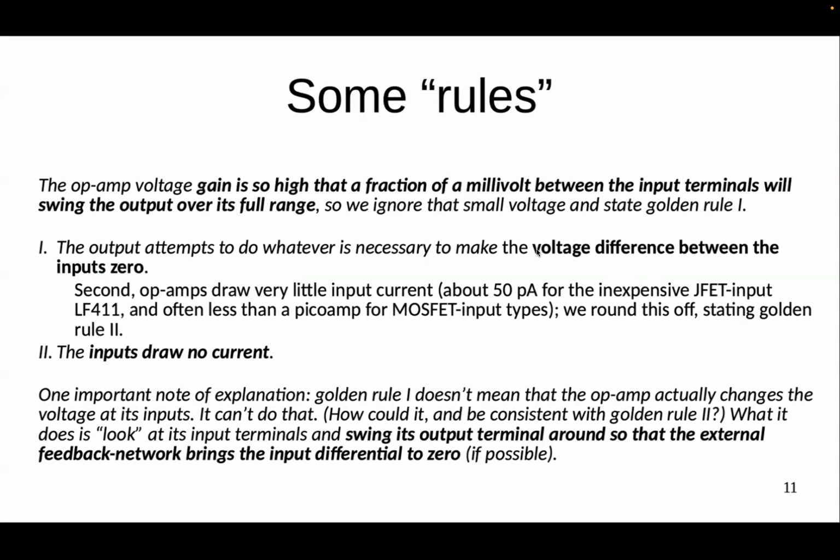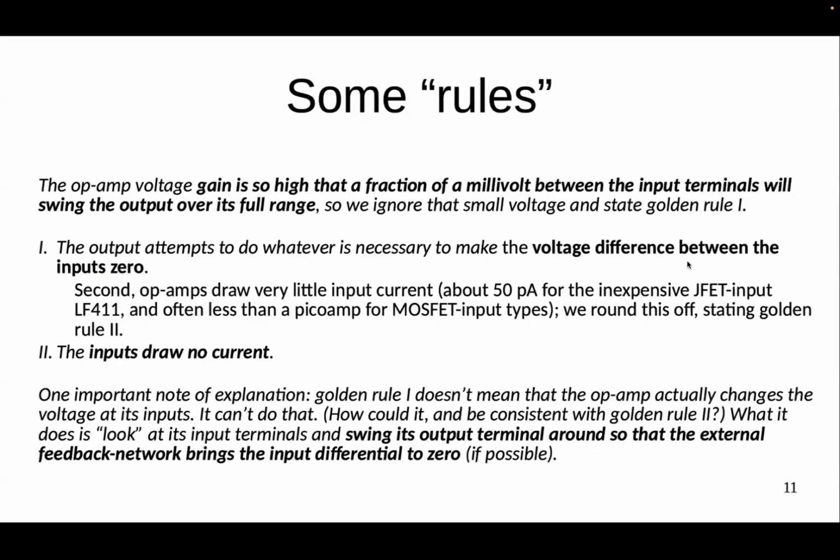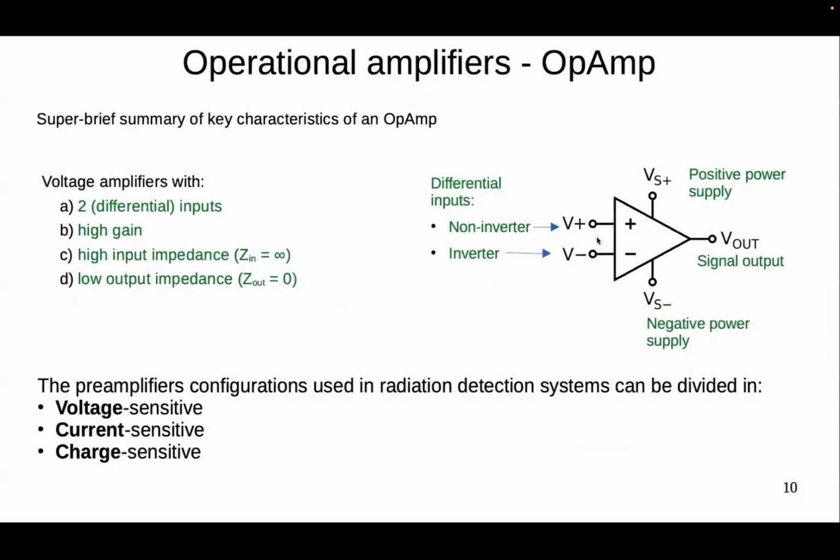Okay, so the first rule is that the output will try to do whatever is necessary to make the voltage difference between the inputs zero. So this will try to make somehow this difference between the inputs zero. So something will happen here in the output to try to make this potential difference zero.